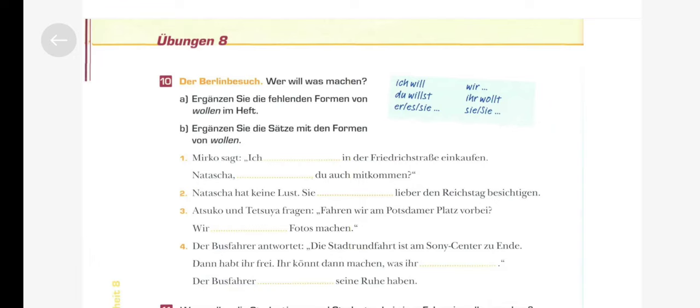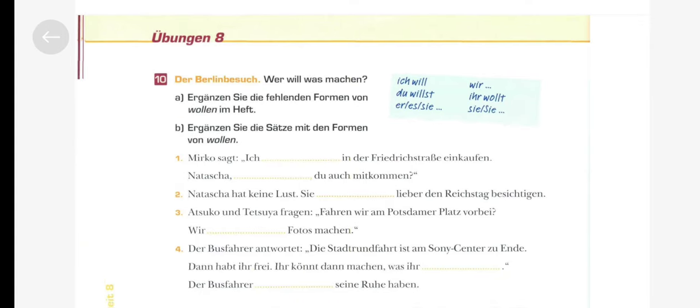So Mirko sagt, ich will. The conjugation is ich will, du willst, er/sie will, wir wollen, ihr wollt, Sie wollen. Now with ich: ich will in der Friedrichstraße einkaufen. Natascha, willst du auch mitkommen? Natascha hat keine Lust. Sie will lieber den Reichstag besichtigen.